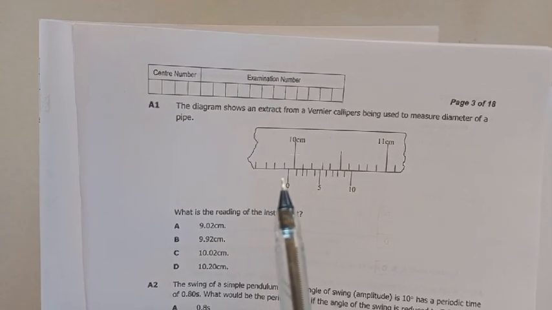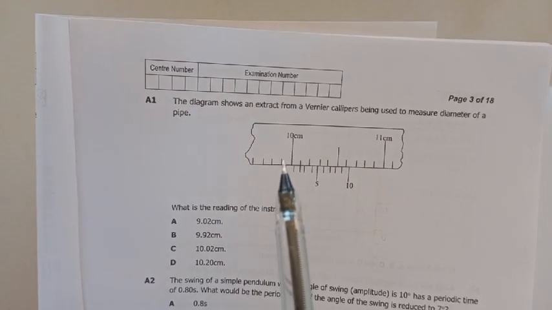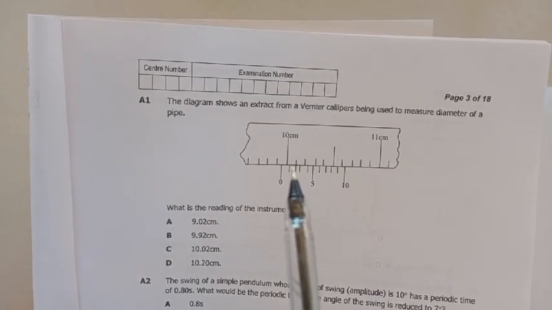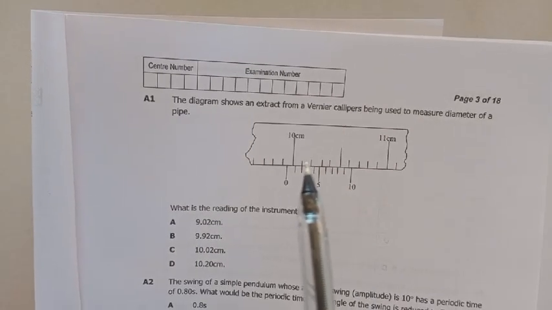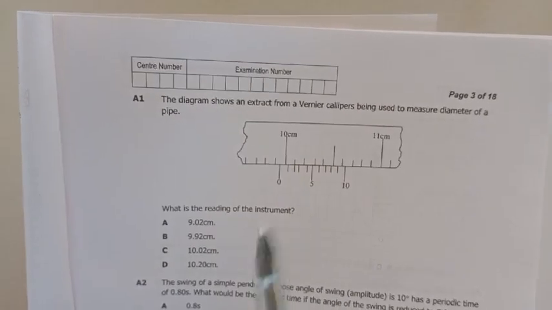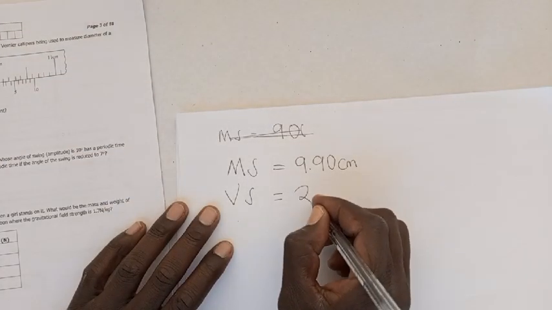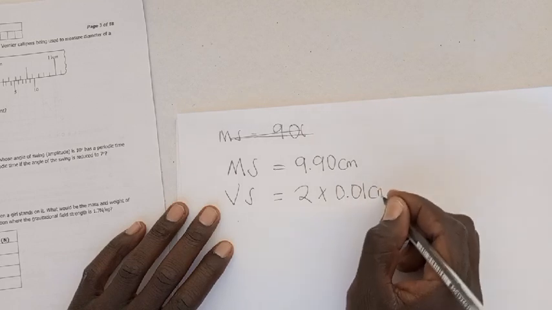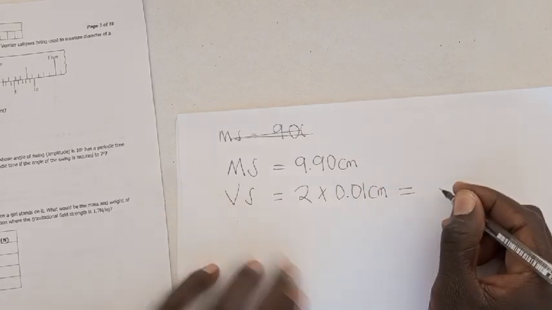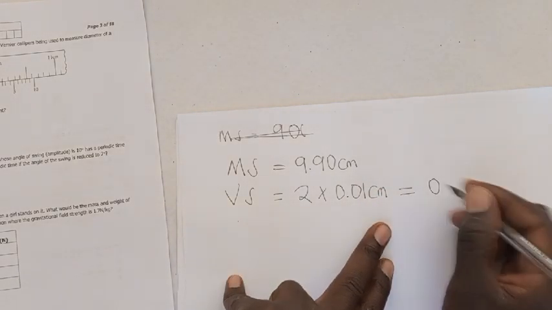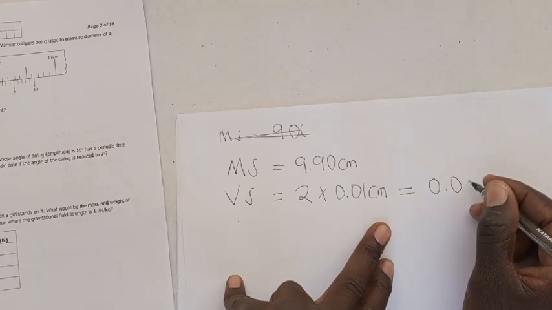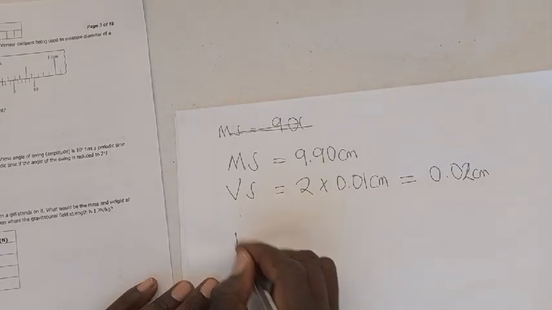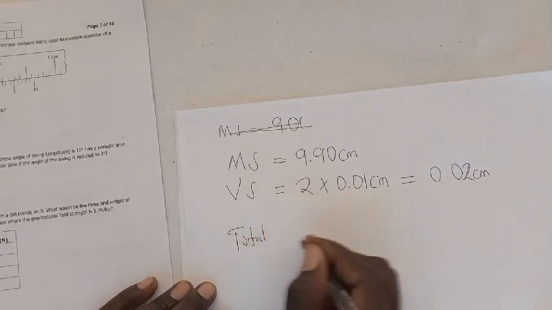So in this case, you begin checking. Is 0 coinciding with anything? No. What about 1? No. What about 2? Yes, 2 coincides. Is there anything that coincides above that? No, it's only 2. So we pick this 2, then we multiply it by 0.01 centimeters, which is going to give us 0.02 centimeters.